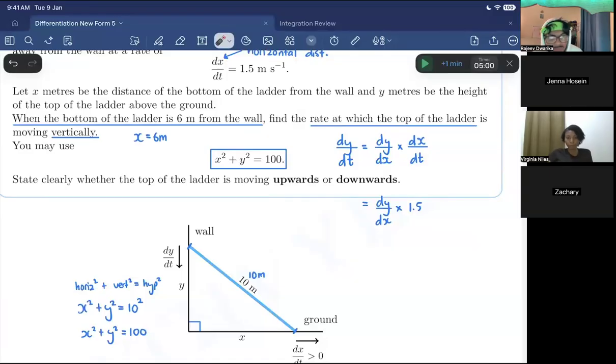Look at the relationship. What's the relationship between the horizontal and the vertical distance? Call out that relationship again. It must always be equal to 100. x squared plus y squared is equal to 100, right? Yes, sir.